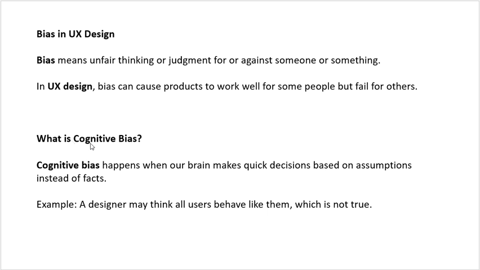Cognitive bias happens when our brains make quick decisions based on assumptions instead of facts. For example, designers assume all users behave like them, which is not true.